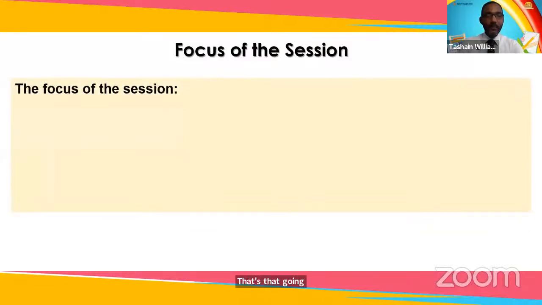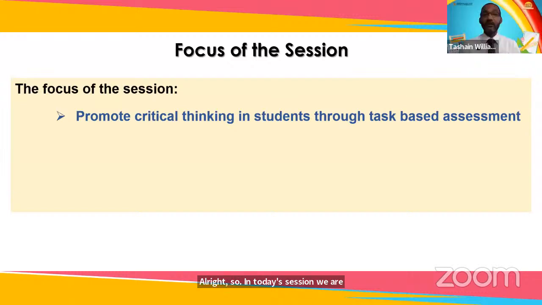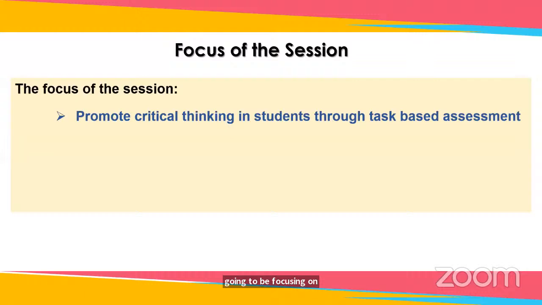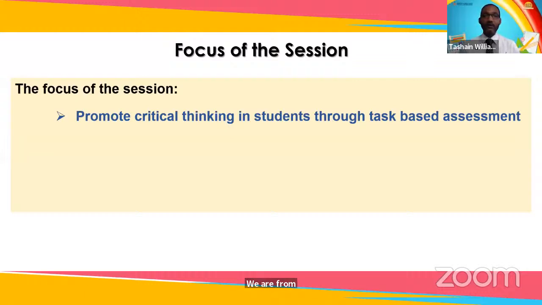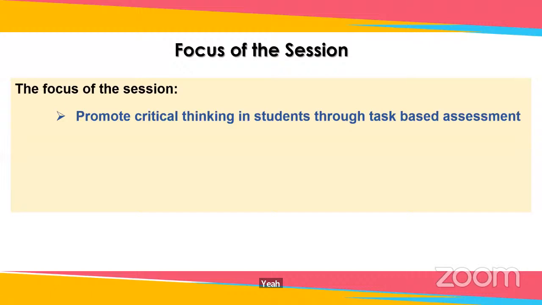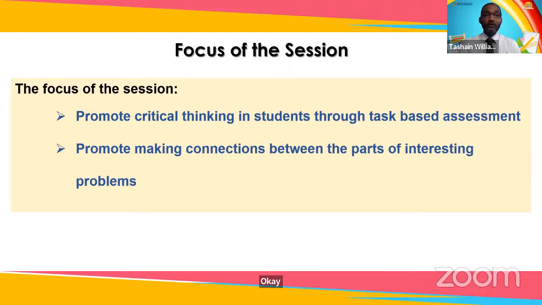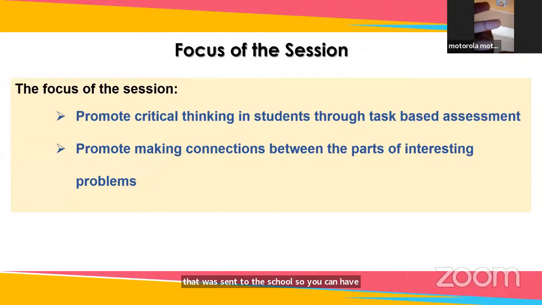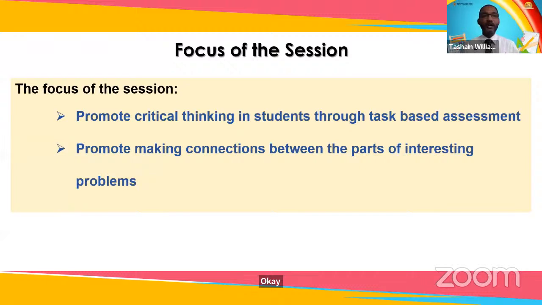In today's session, we are going to be focusing on promoting critical thinking in our students as we navigate some task-based assessment. All that we're doing today is to promote critical thinking and to help you navigate yourself through some very interesting tasks. We also want to promote the making of connections between the different parts of problems. You would also have received the document that was sent to the school, so you could have a go at it before today. We are going to go through that with you today.